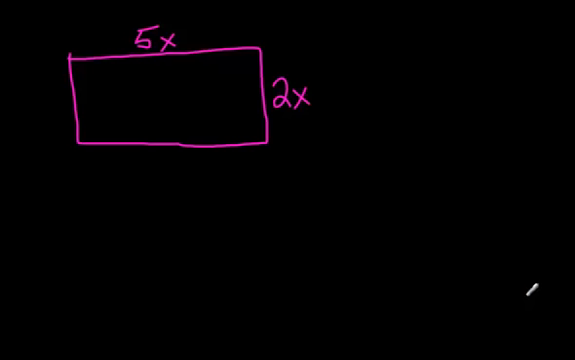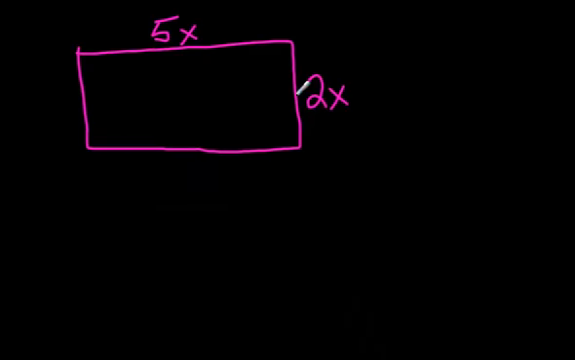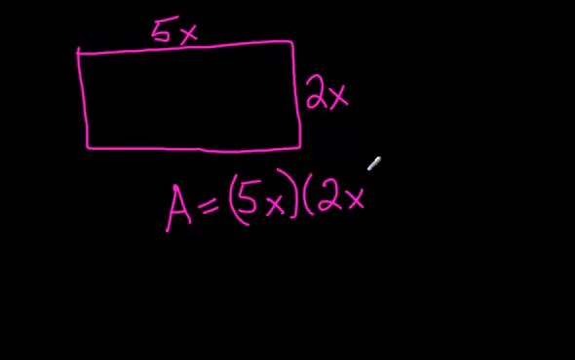In addition to what I said earlier, what would you do in a situation like this? You know the length of a rectangle is 5x, and the width is 2x. In the past, if it was just 5 and 2, you would say the area is the length times the width. Well, you still do the same thing. Length, in this case 5x, times the width, which is 2x.